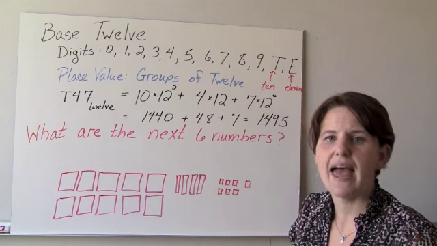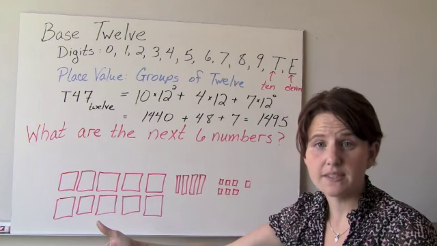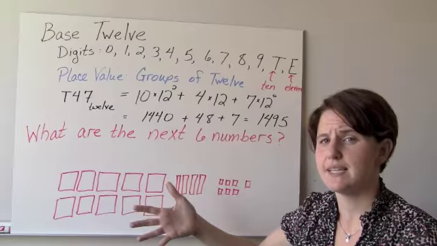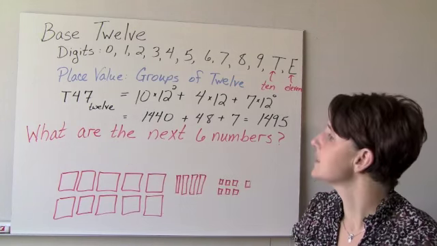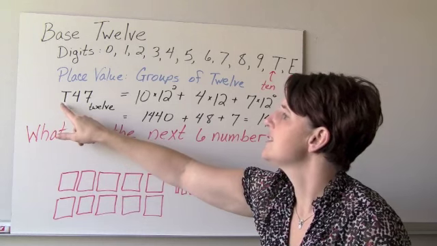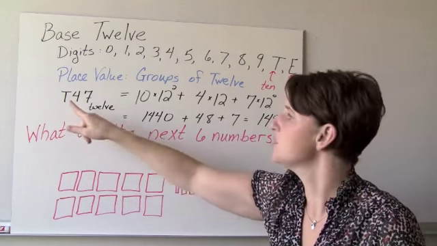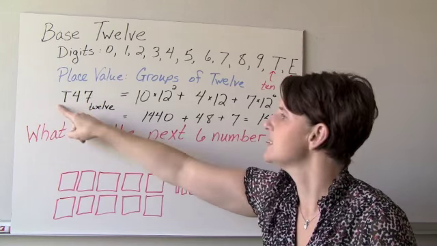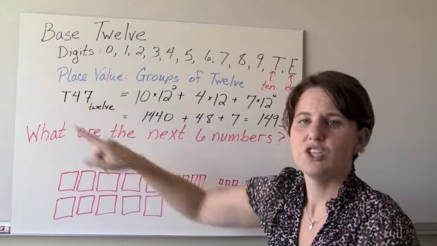Think about the commonalities with what's going on in our base 10 system, which we've used since we were young children, and now we're looking at a base 12 system. If I look at the number T47 base 12, and that's how we read our numbers, we just read the digits from left to right and then we say the base. So T47 base 12. Well, this is a 3-digit number.